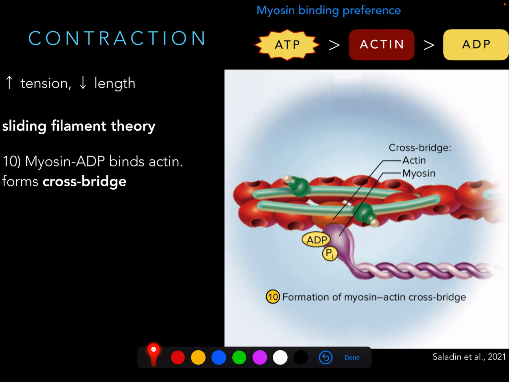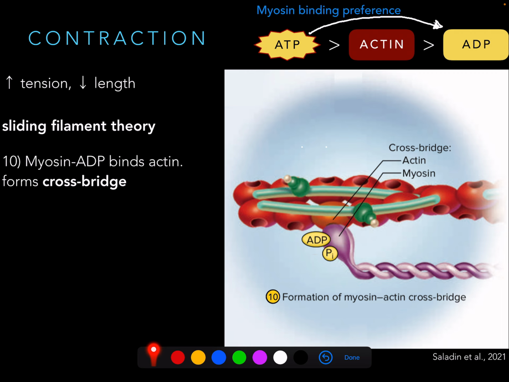It also has an actin binding site, so it can bind actin as well. And notice its preference. It wants ATP, it'll take actin if it can't get that, and ADP is its least favorite thing. Now, myosin is an ATPase, which means that after it binds ATP, it converts it to ADP. So it takes its favorite thing and makes it its least favorite thing. And that's where our story begins.